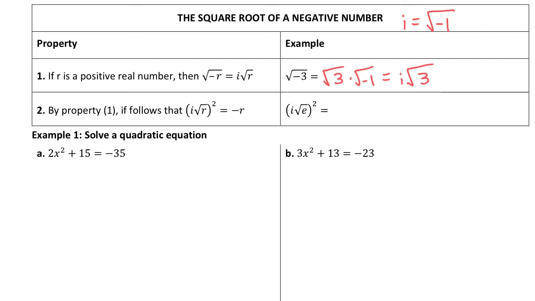So for the second property, if we square an imaginary number, if we square i times the square root of r, that would be like i squared times the square root of r squared. So what I want you to remember here is i squared is -1. And if I square the square root of something, it's just that number. So this would just be -r. So i squared is -1. When I square a square root, what's left is whatever was inside that square root.